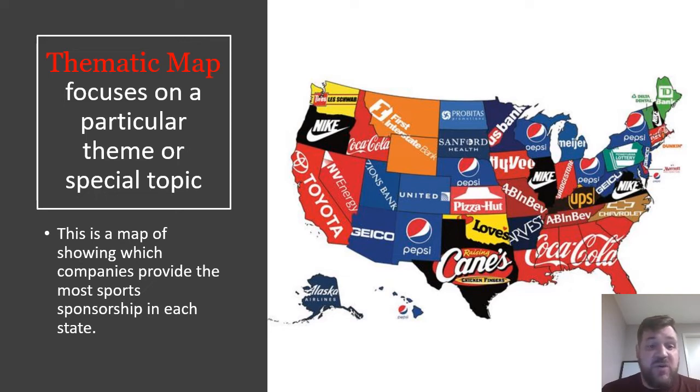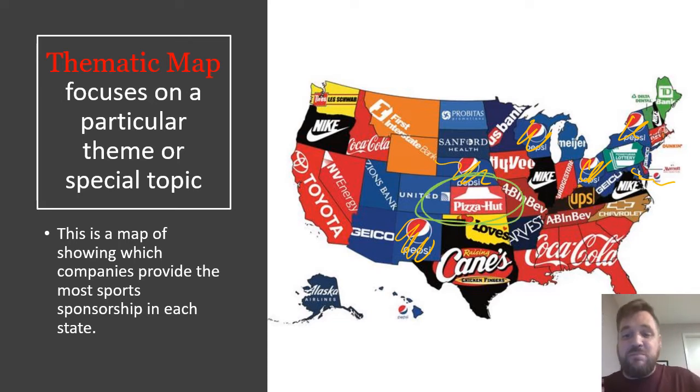Thematic maps. These focus on a particular theme or special topic. This map in particular shows what companies provide the most sports sponsorship in each state. So you can see there's quite a few Pepsi. So that means that Pepsi sponsors sports in this area, this area, this area, this area, this area, ooh, the little one over there, and so on. And somewhere like Kansas, the sponsorship is Pizza Hut. They are the main sponsor. That doesn't mean others don't, but they provide the most amount. Thematic maps can be used for all sorts of things, but they will focus on one specific area.